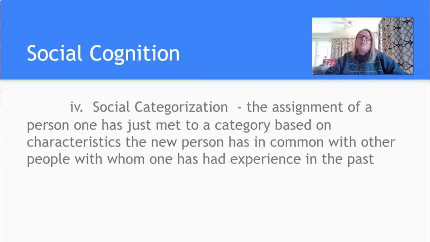We also have what's called social categorization, which is the assignment of a person one has just met to a category based on characteristics a new person has in common with other people, with whom one has had experience in the past. Okay, again, we're going to go back to high school for this example because there's some clear-cut social categories in high school. Think about the different types of students that we have at a high school, especially a big high school. Bigger high schools seem to have more categories, right?